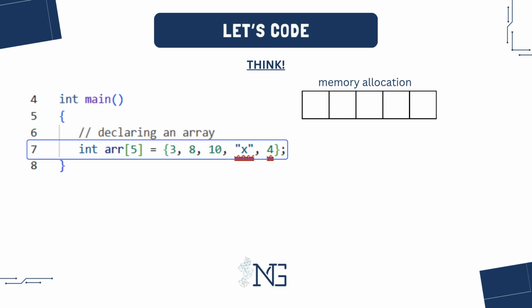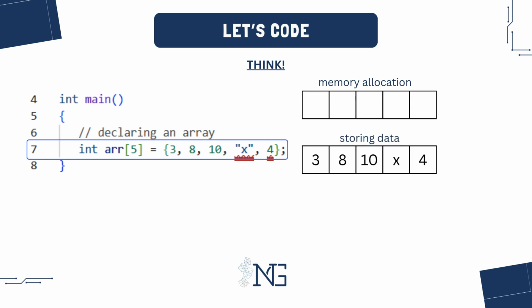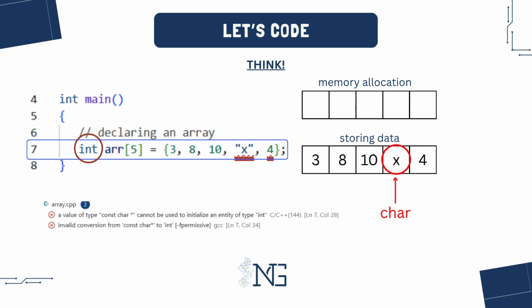This time, we're initializing the array with the values 3, 8, 10, x, and 4. But there's a mistake. x is not an integer. Since this is an int array, all values must be numbers. To fix this, just replace x with a valid integer like 7 or any number you want.